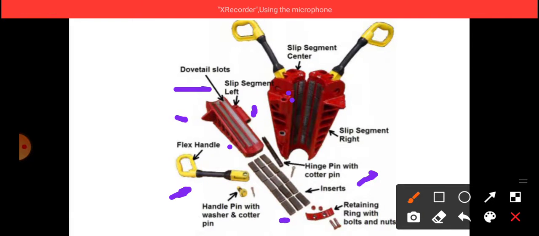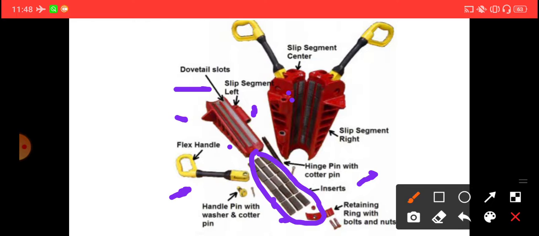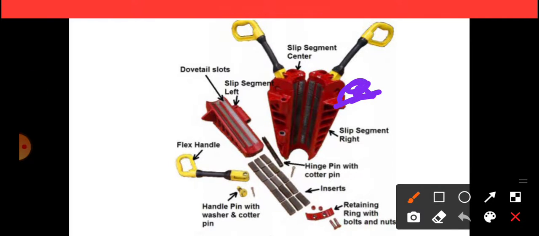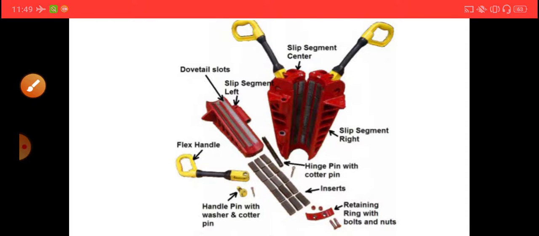Whenever there is a repair, they will dismantle the slip and change these inserts. If the inserts are worn or have any problem, they will remove them and replace them with new ones. That is the purpose, and these are the different parts of the slip. This is the drill pipe slip or heavyweight drill pipe slip segment. This is the right side segment, this is the left side, and this is the center one. This is the information about the drill pipe slip.